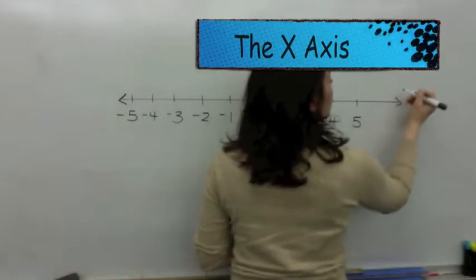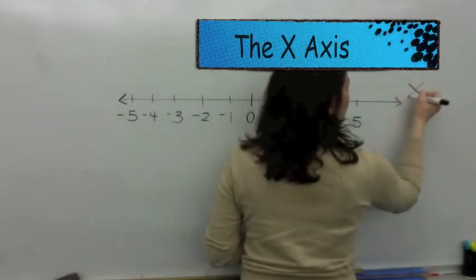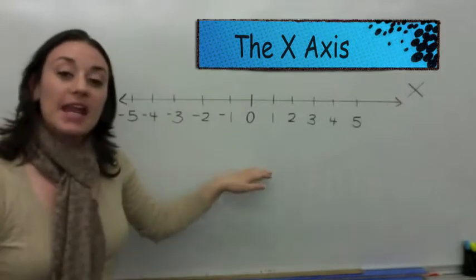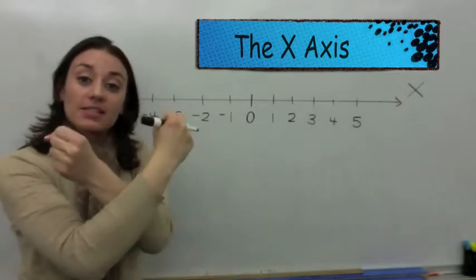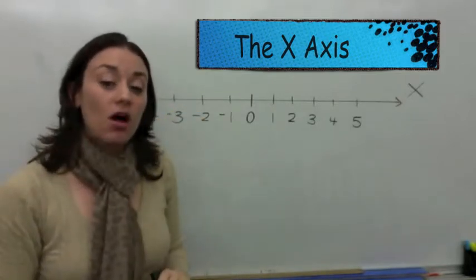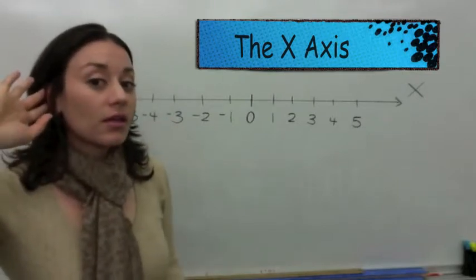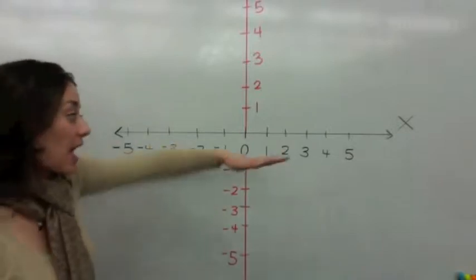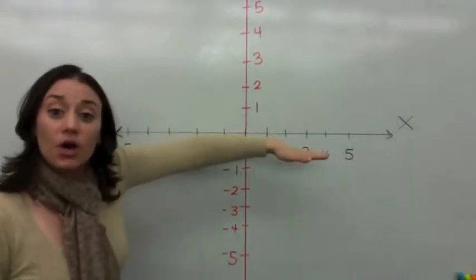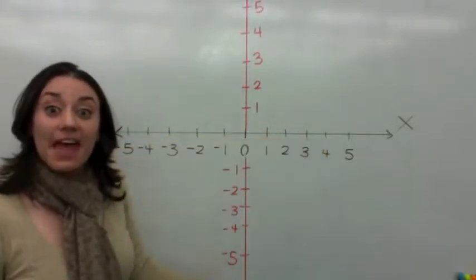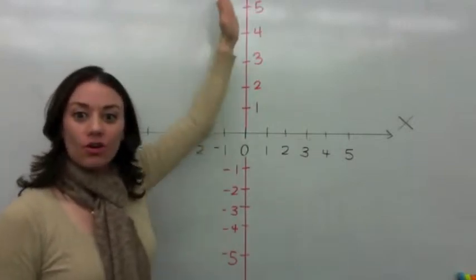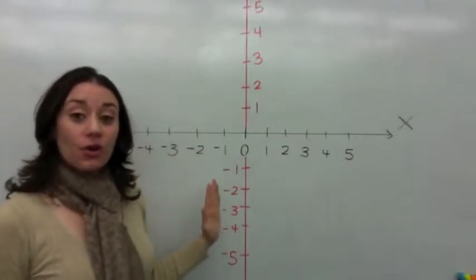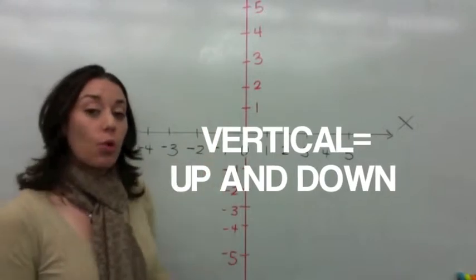Okay, you're going to put an X next to a horizontal number line. Now this is called the x-axis. Very good. Now what happens when you take a horizontal number line, the x-axis, and then you put a vertical number line? Vertical means up and down.